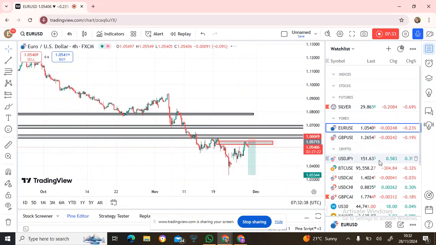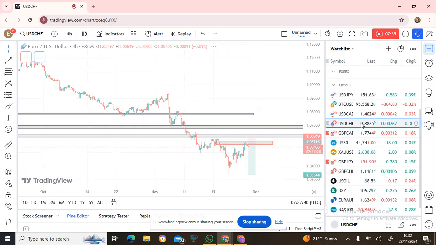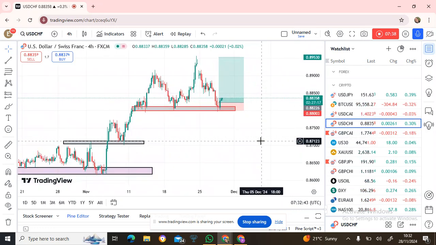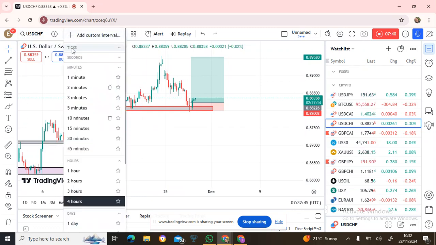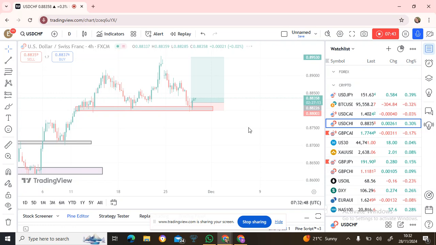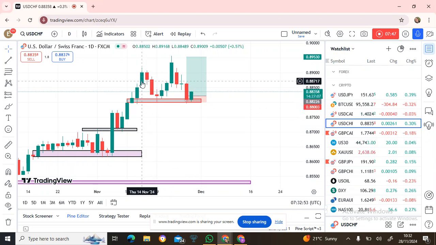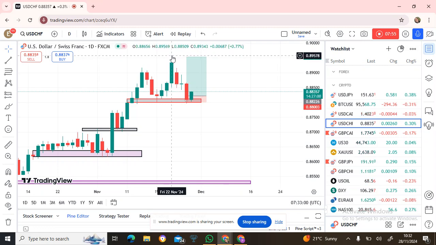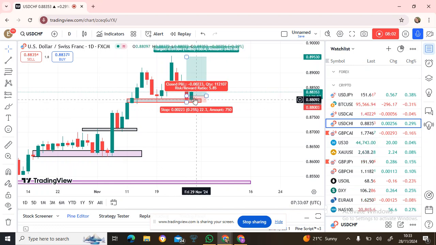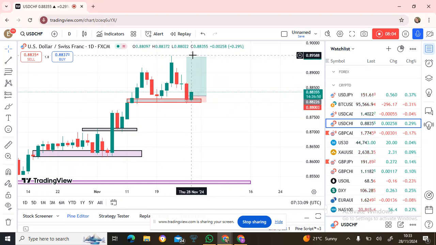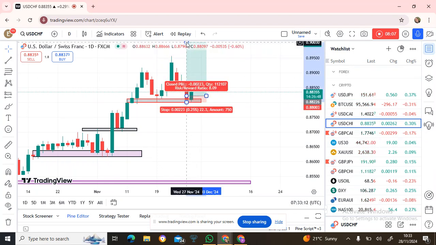So we have another clean setup on USD/CHF. As you can see, the market came all the way back down to this demand zone. We made a new high, then a higher low, then a higher high. When we come back to these equal lows, this is a strong demand zone. So what do we expect? We expect to see the market push to create a new higher high.